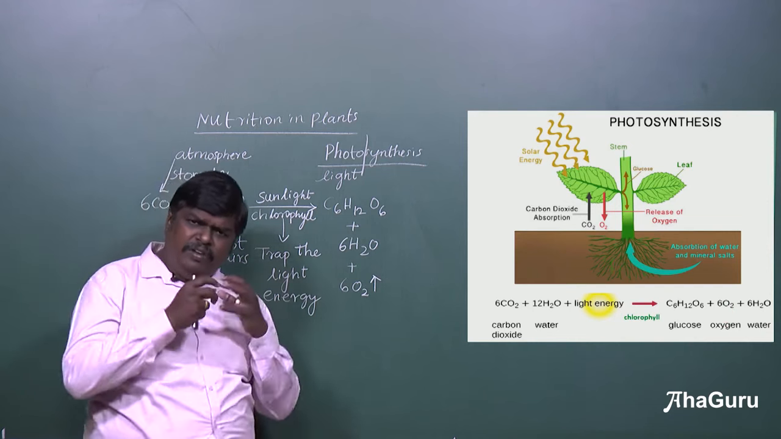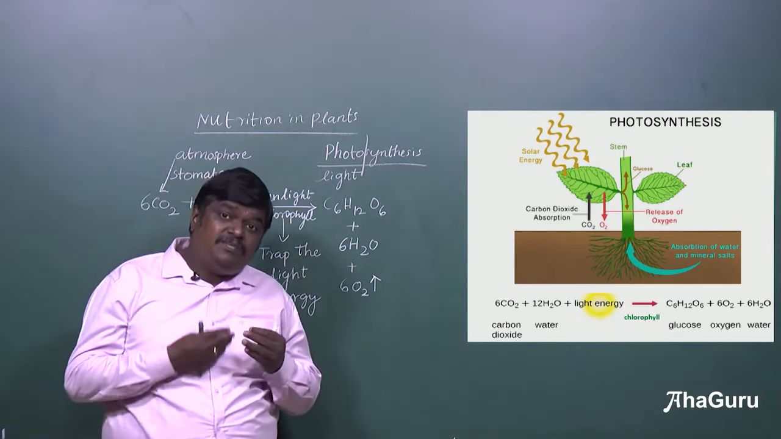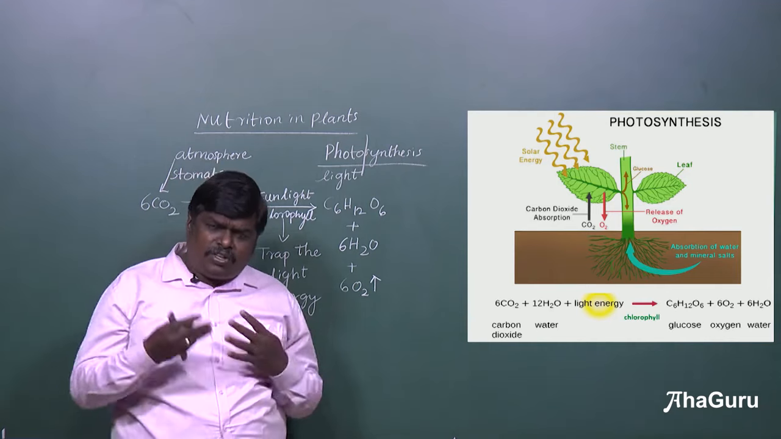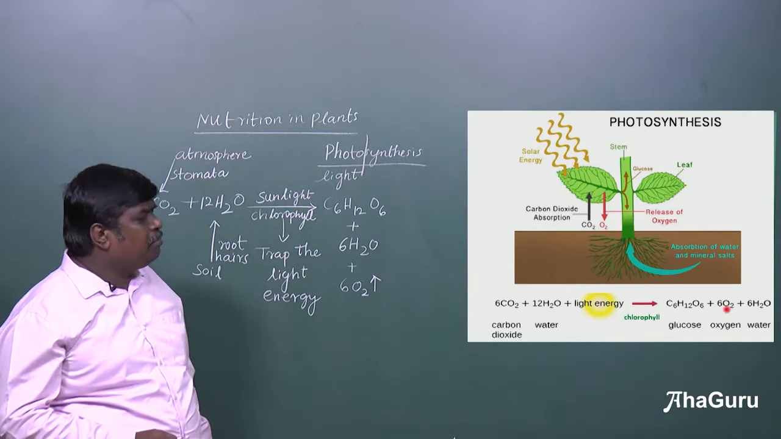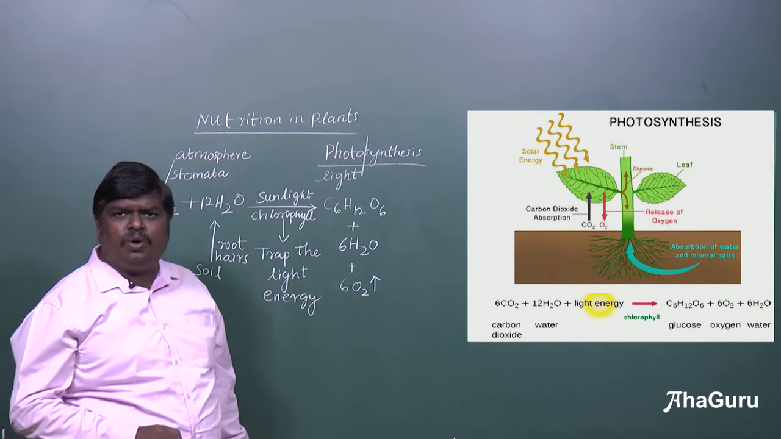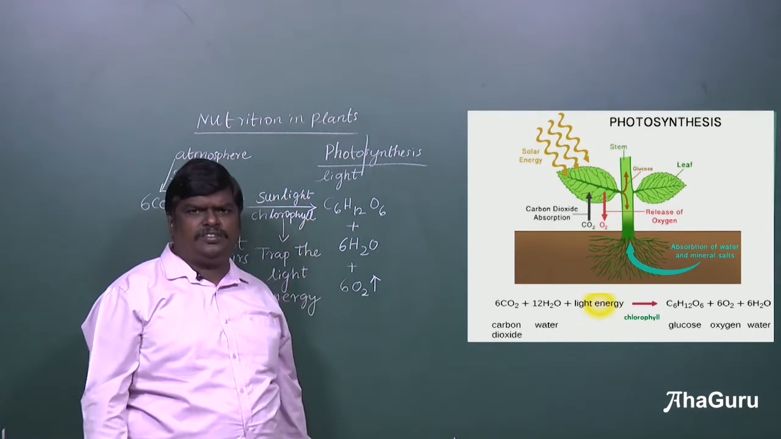So photosynthesis is a very, very important process. Why? It helps in the oxygen cycle. The cycling of oxygen in the atmosphere occurs mainly with the help of plants. And during this process, 6 molecules of water are also liberated. This is the overall photosynthesis process.